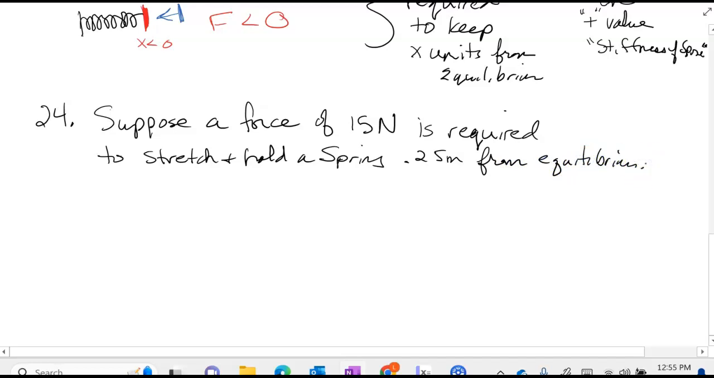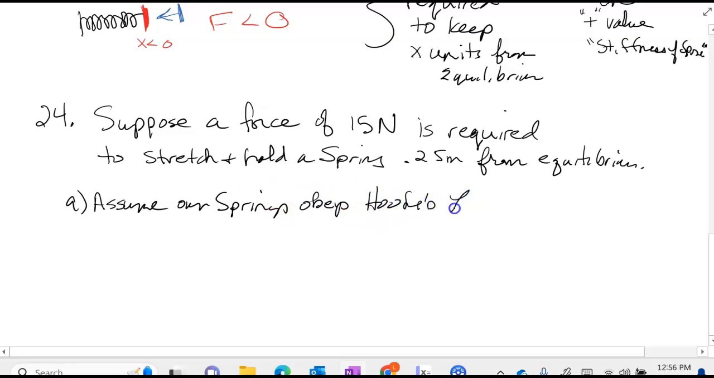And that makes sense. We're stretching. It's a positive distance from equilibrium. We're good. So we're going to go through a couple things. We can use the information given to find our constant. So we're going to assume our spring obeys Hooke's law. And if it didn't, well, we wouldn't be here. We wouldn't be doing this problem.